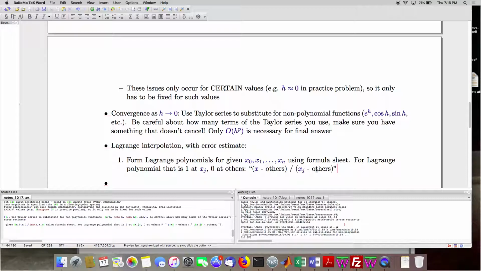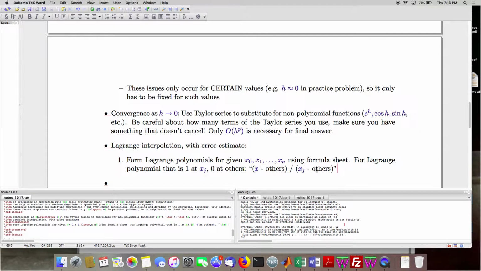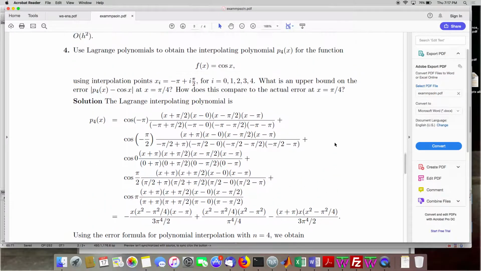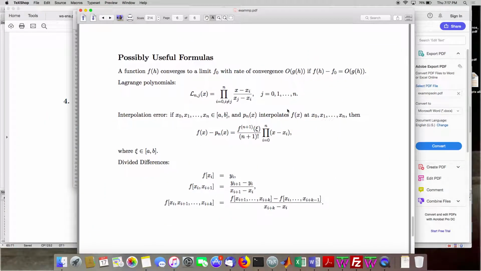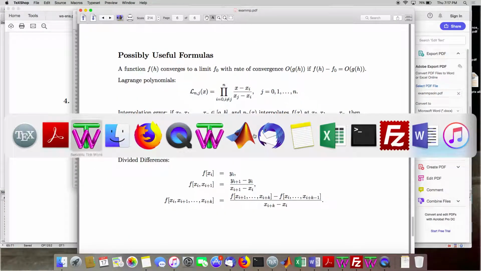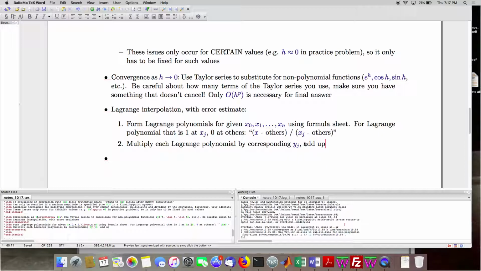Once that is done, multiply each Lagrange polynomial by the corresponding y value and add them all up. That sum is your Lagrange form of the interpolating polynomial. I don't have that on the formula sheet, but you have to memorize something. So that's the idea of forming the polynomial.